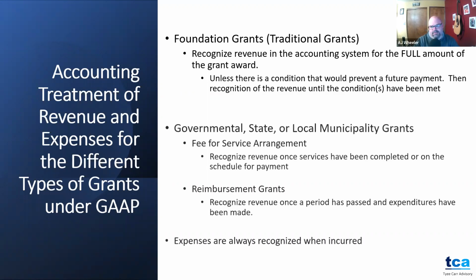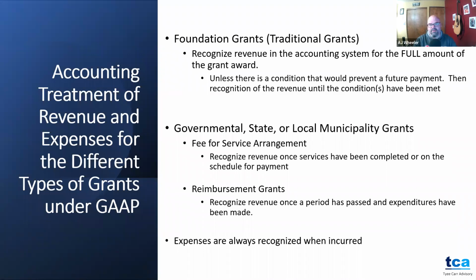Then there's, like we talked about, the fee for service arrangement or the reimbursable grant. Essentially, these are recognized as the services are completed. So like the fee for service arrangement, if you were servicing a population of recipients, as you either met the number of recipients that needed to be served or a time frame, like every month when you're billing, that's when the revenue would show up in the accounting system. That's when you report that you earn those fees for the service.